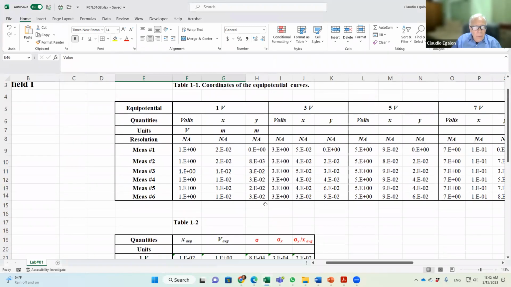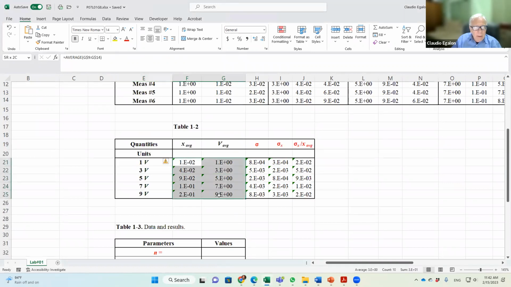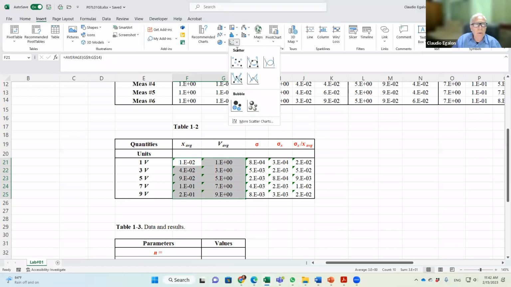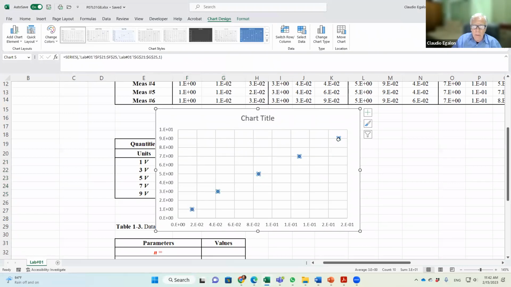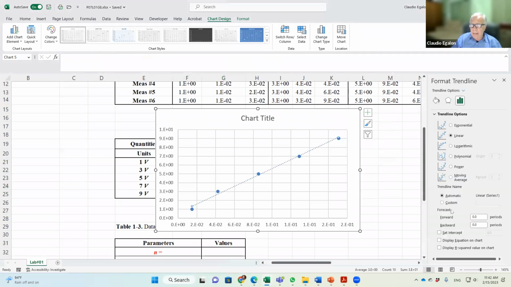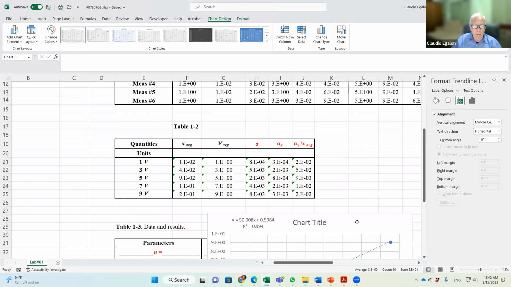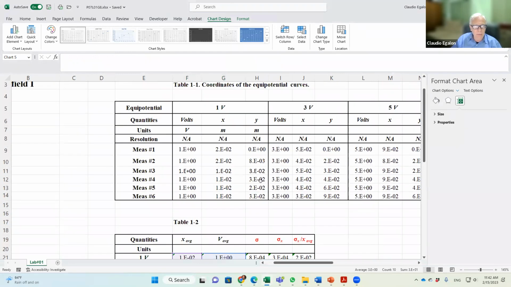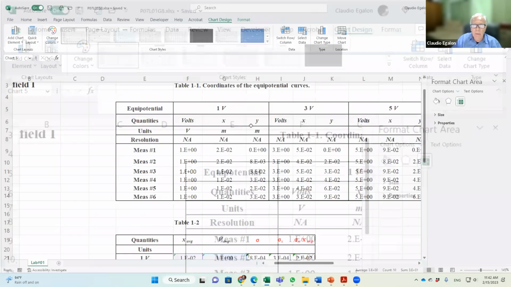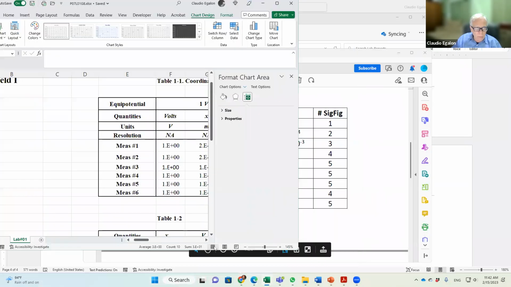Okay, so I'm going to plot this graph again because I'm going to need this data, right? Insert. Here you go. Trend line, display equation on chart, display R square. Here you go. Oh, I'm sorry. We're going to do the significant digits first, and then we do the confidence level afterwards.